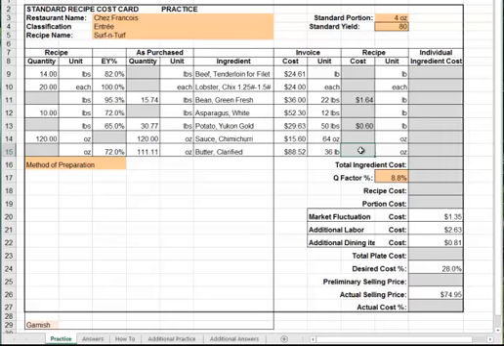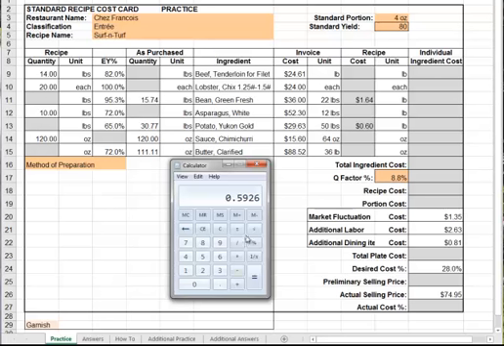For this example, we're going to do the same thing. But again, there is an extra step that we have to remember, and that is we need to make sure the units match. And we want to take our invoice cost, break it down so it matches the recipe unit that we need.